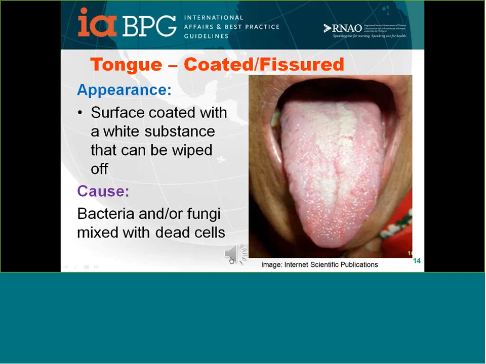A coated tongue will appear with a white substance on the surface that can be brushed or wiped off. A coated tongue is a major cause of bad breath. The cause of a coated tongue is a mixture of bacteria with dead cells that accumulate and get stuck between the taste buds on the tongue.